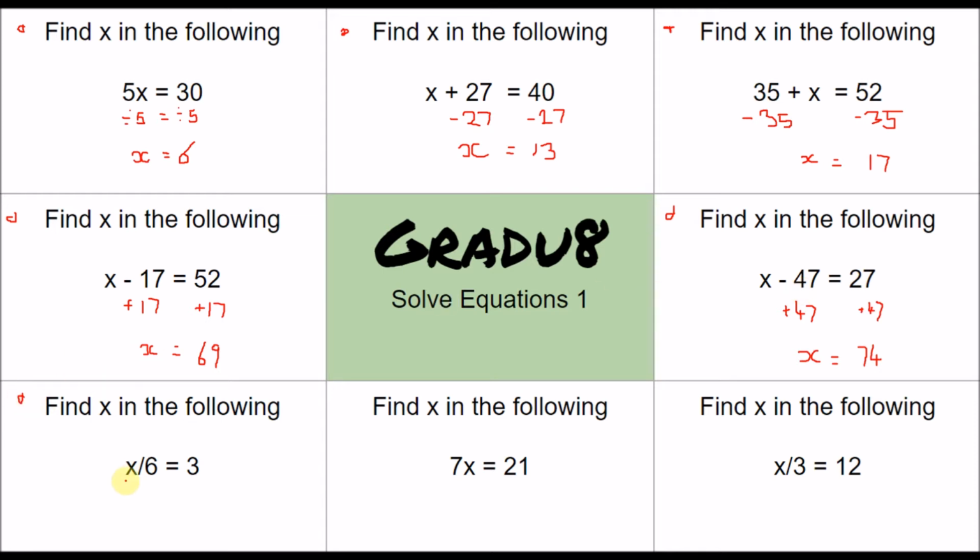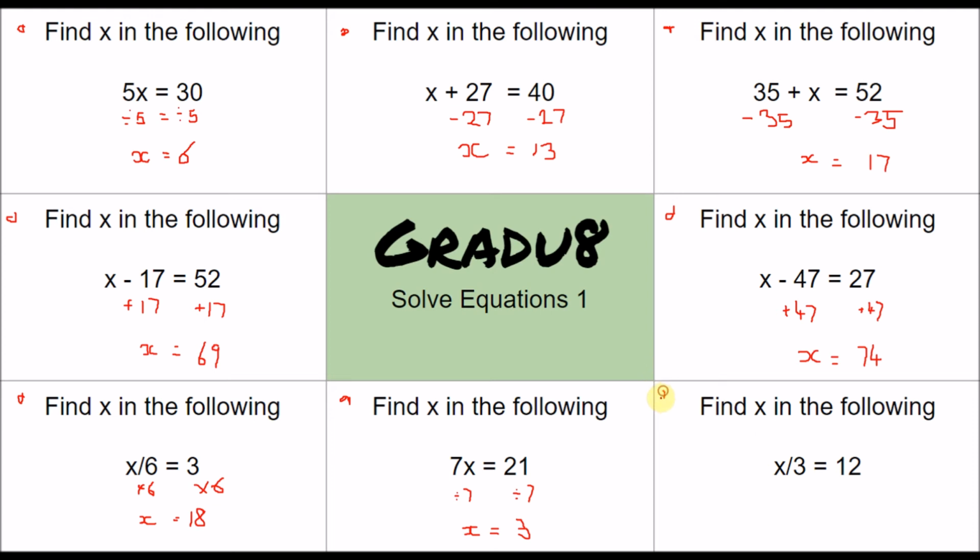Moving down here then, slightly different question. X divided by 6 equals 3. Well, the inverse of dividing by 6 is going to be multiplying by 6. So that's times by 6, and that's times by 6. On this side, all you're left with is x, and on this side, 3 times 6 is 18. Check it: 18 divided by 6 gives us 3. We know we're correct. Over here, very similar to the first question that you had. What's the opposite of multiplying by 7? It's dividing by 7, so we're going to divide both sides by 7. So you're going to get x equals 21 divided by 7, which is 3.